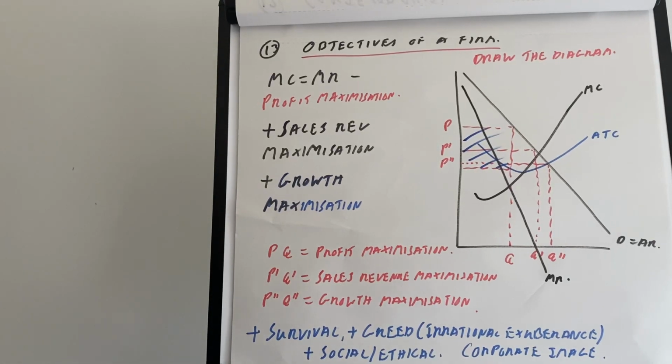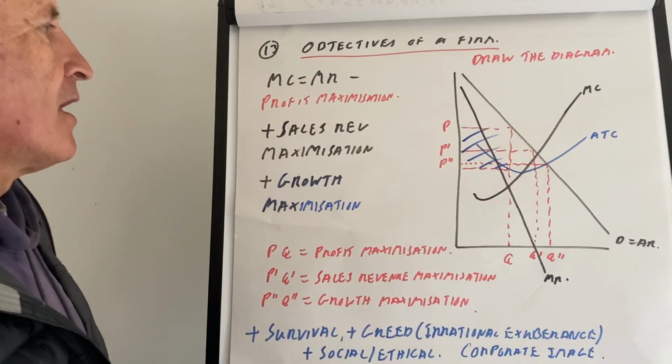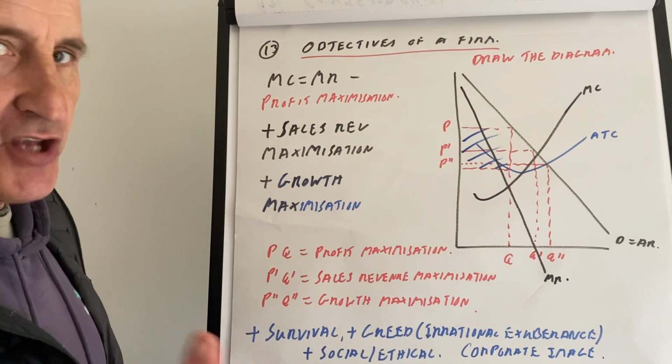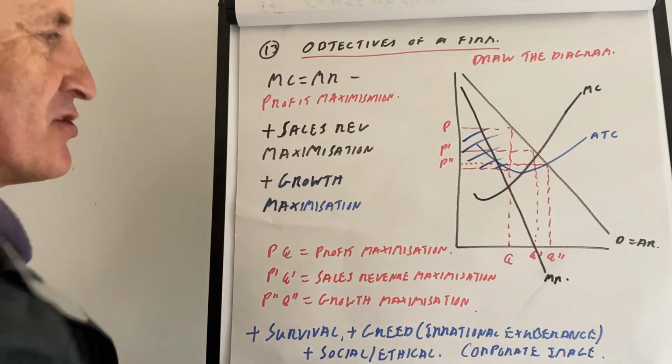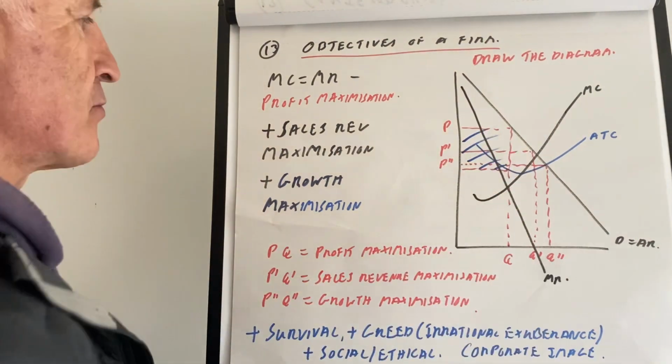Okay, I'm just going to talk about the objectives of a firm. So the objective of a firm, where marginal cost is equal to marginal revenue, is where profit maximisation takes place. What we do here is draw an ordinary monopoly diagram showing supernormal profit.